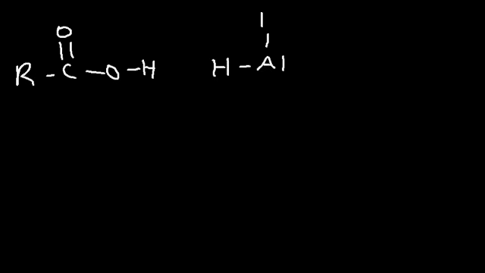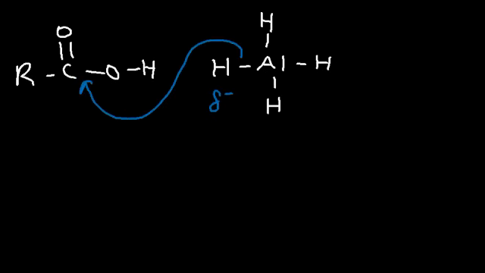Now let's go over the reduction of a carboxylic acid with lithium aluminum hydride. So what do you think is going to happen when we put these two together? What's the first step in the mechanism? So here's a question for you. We know the hydrogen attached to aluminum bears a partial negative charge. Will it attack the carbonyl group as it's been doing before?